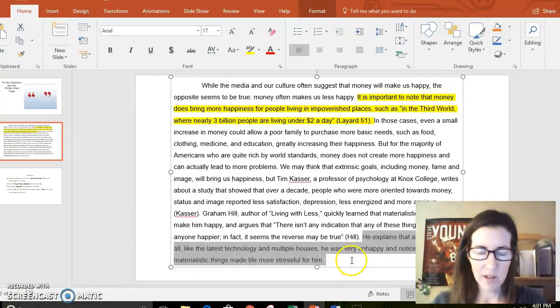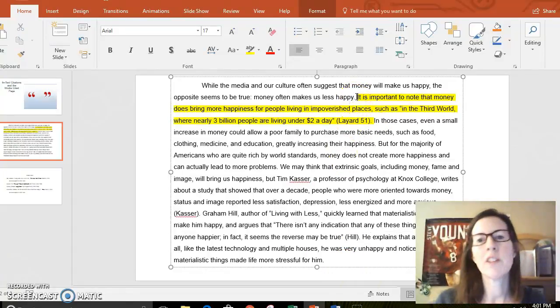She actually goes on to explain a little bit more, but I wasn't able to fit that all on the page. And so you can see also, as I said earlier, that the writer has included a couple of other examples from the two other readings that they've done, one by Richard Layard, and one by Tim Kasser. So there's a lot of evidence in this paragraph. There's a lot of information from other sources, which gives a lot of credibility for this paragraph.